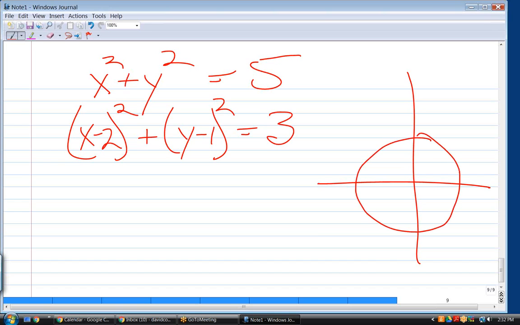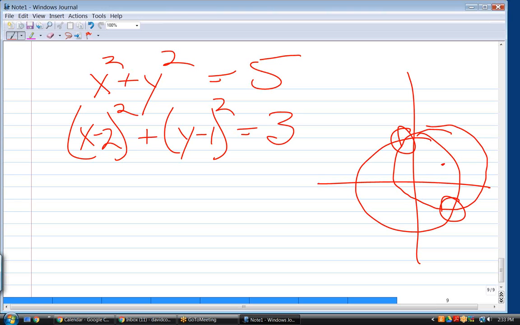Here's the first circle, radius of 5. The second circle has a center of there and a smaller radius. Something like that. So how many points of intersection are we looking at? 2. Okay, so we know we're searching for that and that. How are we going to find those? Solve the system.